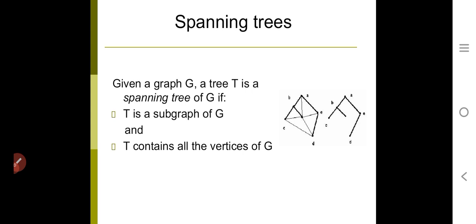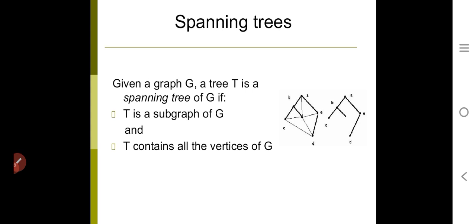In the diagram, we make a spanning tree. The basic graph G has the vertices A, B, C, D, E, that's all. In the same graph we make a spanning tree. That means all the vertices in the graph G are also connected in the spanning tree. So we make another graph and name it capital T.